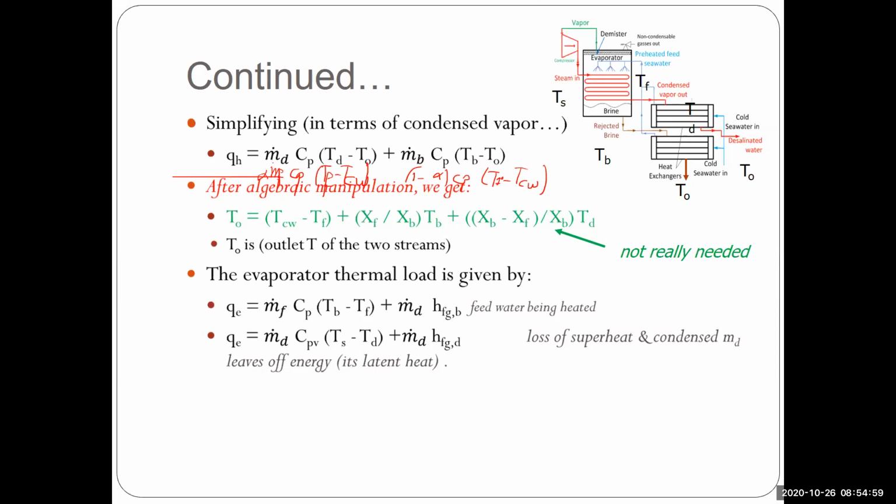Then, if we consider these two equations together, we can do algebraic manipulation to reach an expression for T naught. While you are solving a problem, do you have to consider this equation? The answer is no. This equation is not really needed. This is just algebraic manipulation to say that we have a closed form solution that will give us the value of T naught leaving the two heat exchangers.